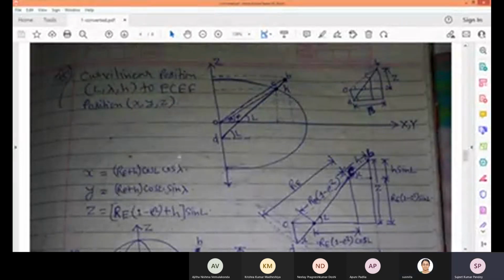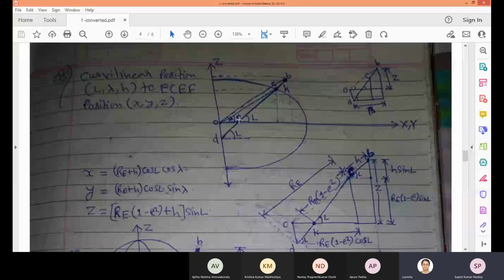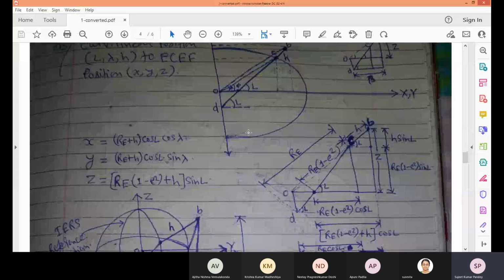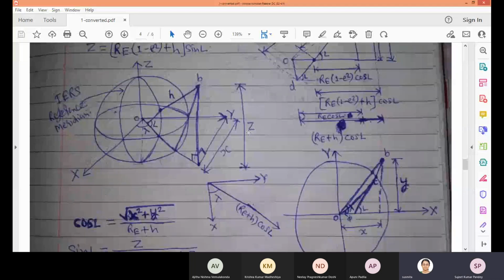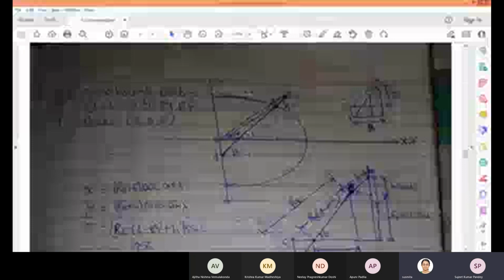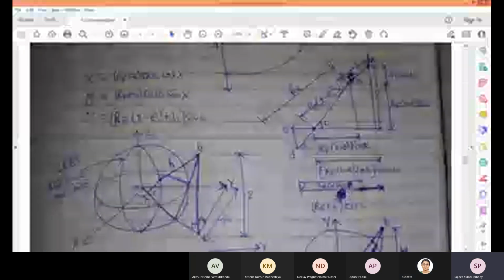Ma'am, from C to D, that is the RE, and from C up to this point. I think you and Krishna did the same thing. Yes or no? I don't know, ma'am, what Krishna. Which one are you trying to show here? X, Y, Z equal to... XYZ into L lambda H, and L lambda H into XYZ.